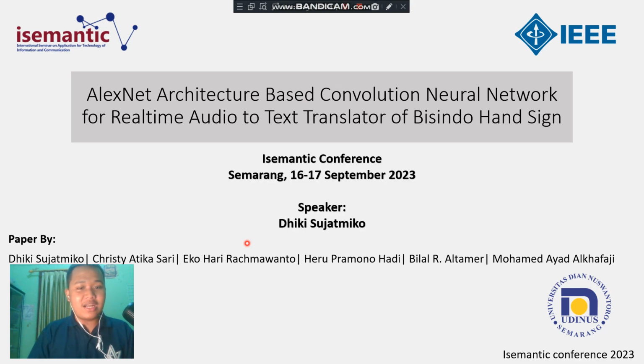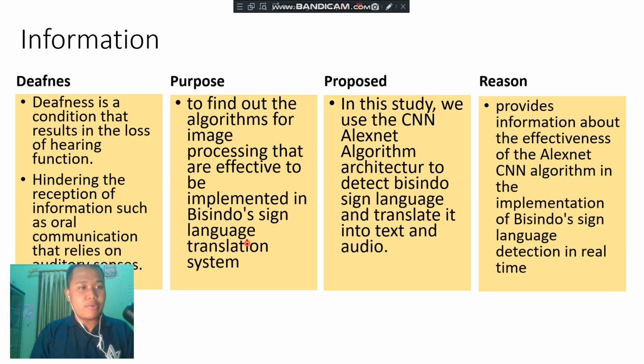Let's move to the next page. The first thing that we will talk about is the information. If we know the information, we will understand what is being talked about in this video. The first thing is information about deafness, second is the objective, third is the purpose, and fourth is the reason. The first is deafness.